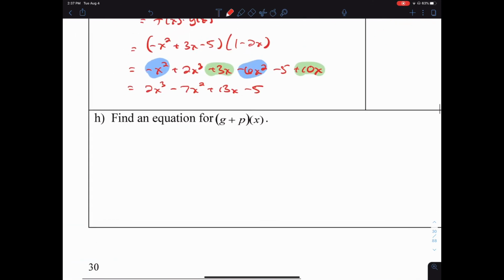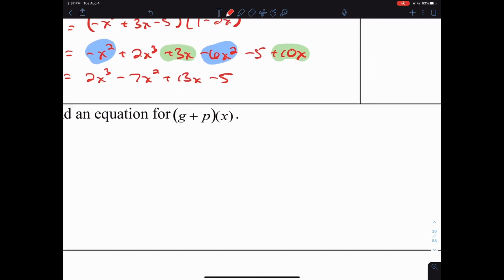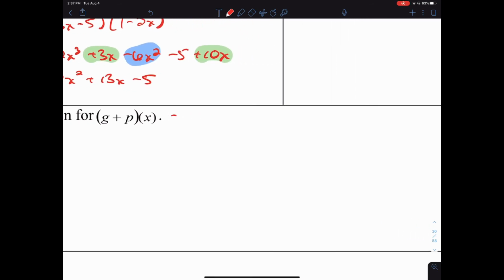Last one. Find an equation for g plus p of x. Well, that's going to be the same as g of x plus p of x. G of x is 1 minus 2x. P of x is x plus 2 over x minus 3.